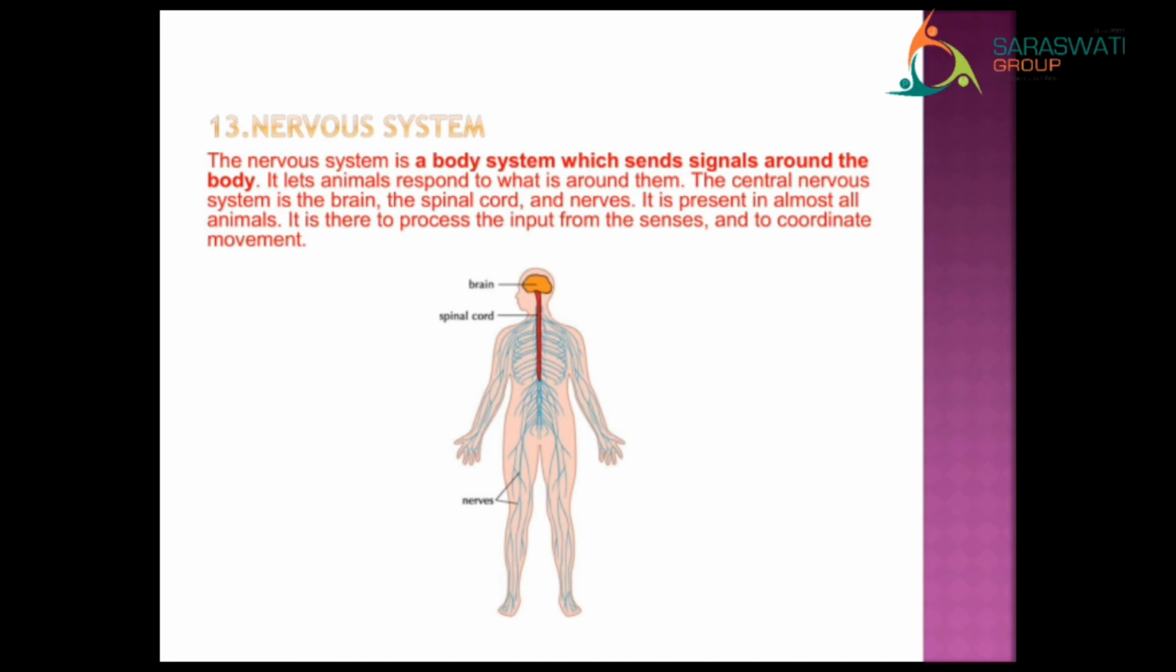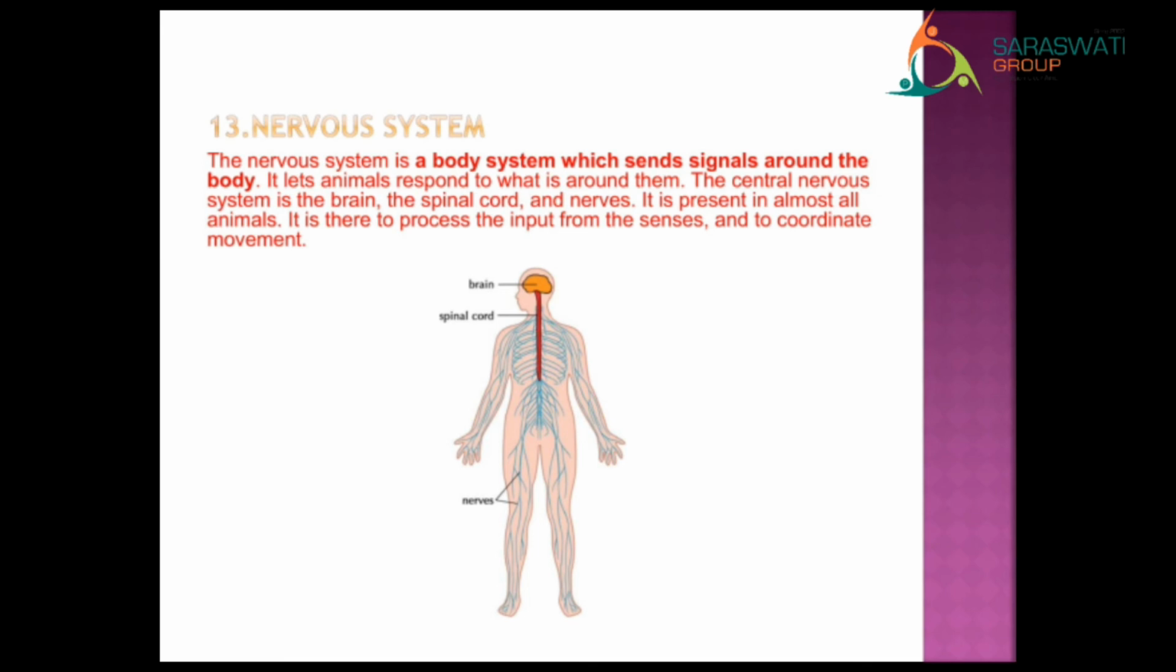The nervous system is a body system which sends signals around the body. Through the nervous system our body gets signals, right? It lets animals respond to what is around them. Kids, we human beings have good senses, and in the same way animals also have good senses. They can easily respond to the things around them. If there is a fire or something is happening, they can easily respond to that, they become alert, they get the signal, they can feel too.